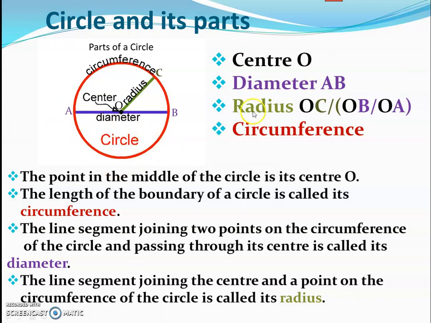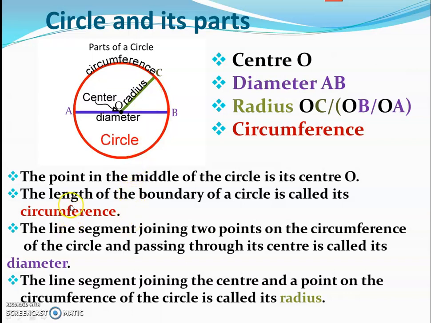So first is center. The point in the middle of the circle is its center O. The point in the center or middle of the circle is its center. Okay, from here only we will draw using compass. From this center point O only we will trace our pencil starting from one point and make one full round of the pencil and bring it back to the starting point. You get a circle.